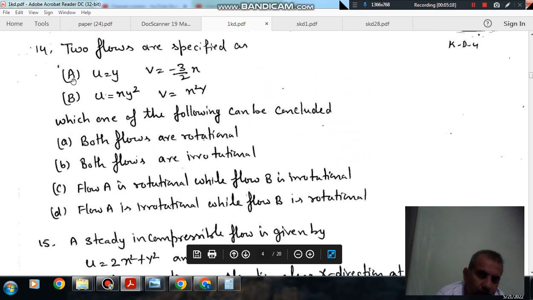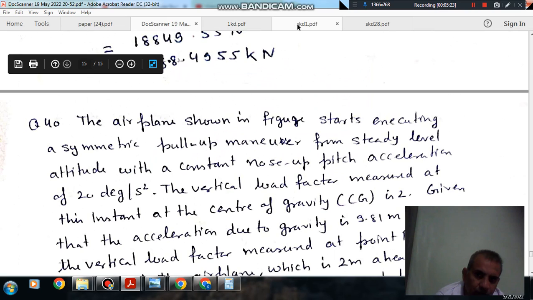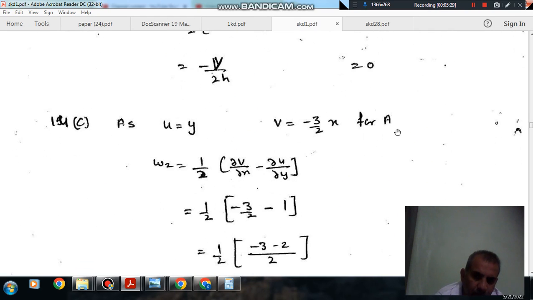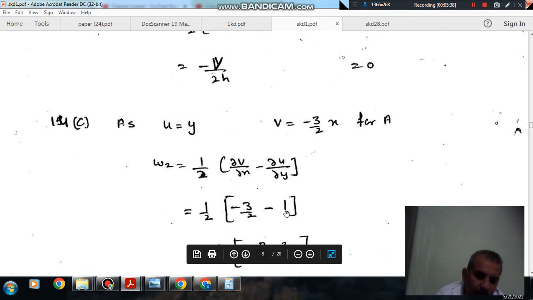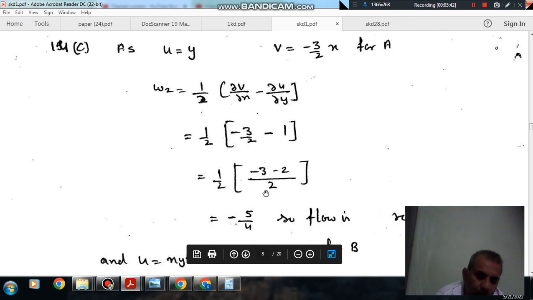So here for the first flow, u is equal to y and v is equal to minus 3 by 2 x. Omega z is 1 by 2 of ∂v/∂x minus ∂u/∂y. So minus 3 by 2 and minus 1, so it will be minus 5 by 2, multiplied by 1 by 2, so it will be minus 5 by 4. So the flow is rotational because omega z exists.